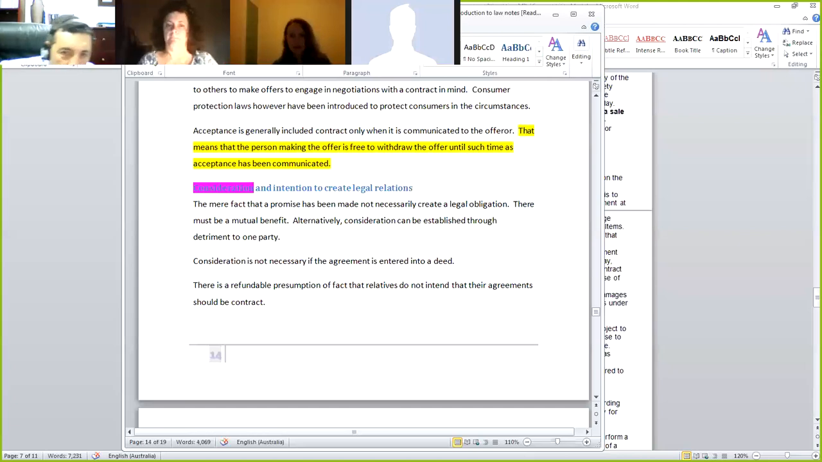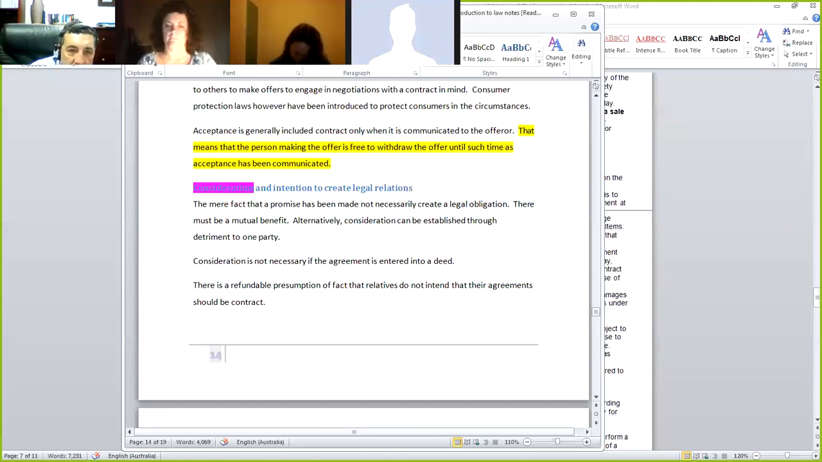Sometimes consideration can be established through detriment to one party. That might be having to incur some expenditure or work or forbearance. But generally speaking, think of consideration as being a mutual benefit. Property in exchange for cash.